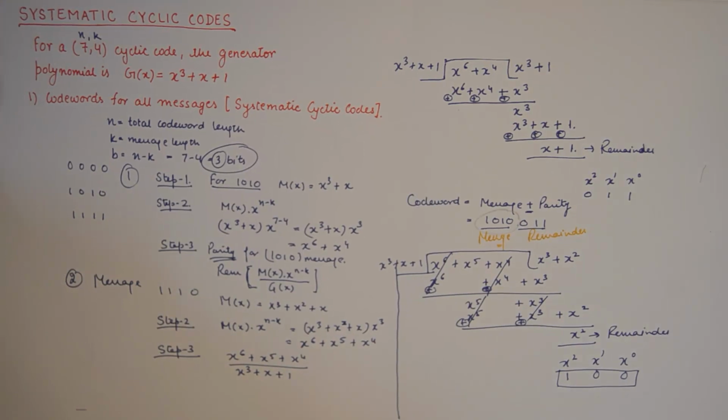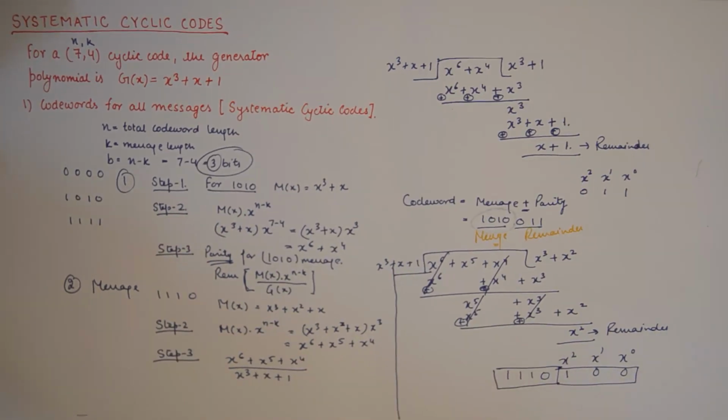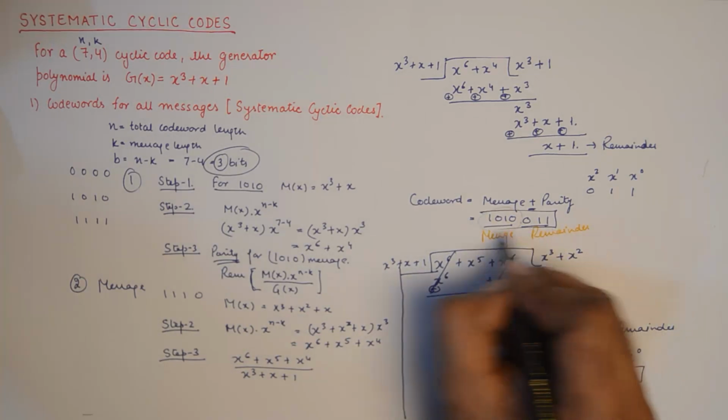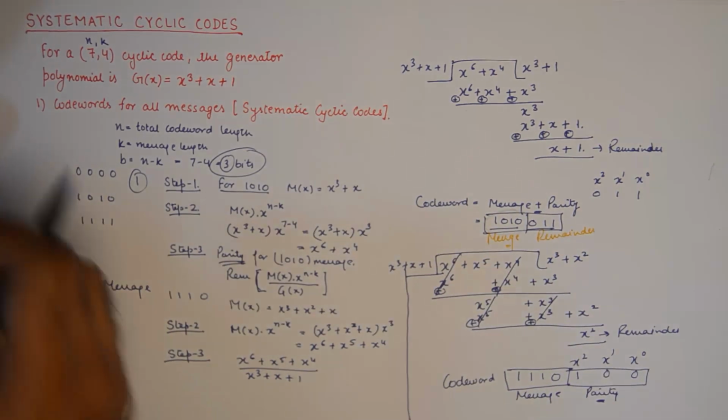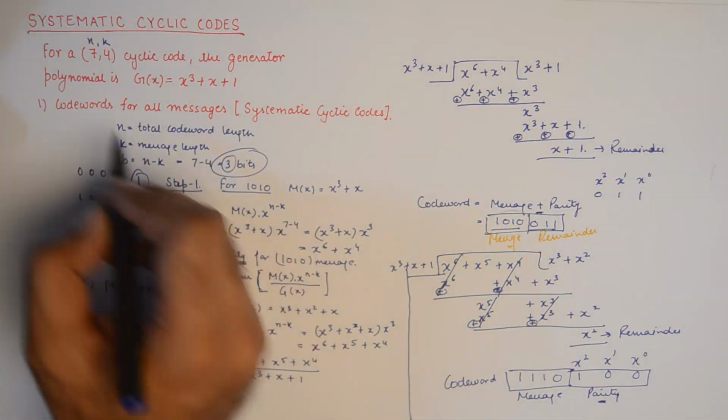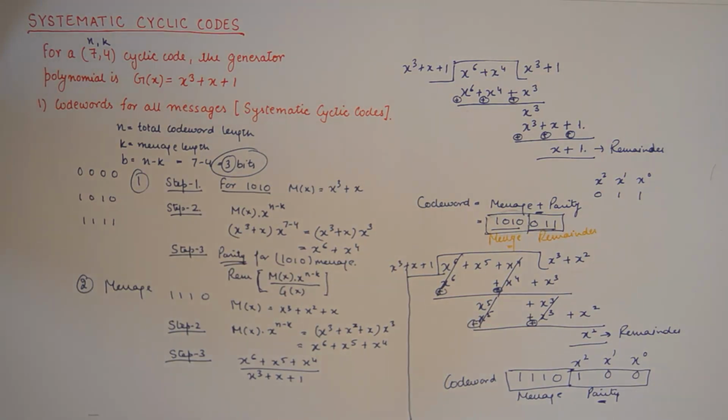If I augment this with my message 1, 1, 1, 0, this thing will become my entire code word. So my code word is message plus parity. So you can see the code word is separated from the parity in a systematic cyclic code, and that is how you populate the entire code word table for all the messages. Then you can find the minimum Hamming distance and so on and so forth. But that is how the procedure works.